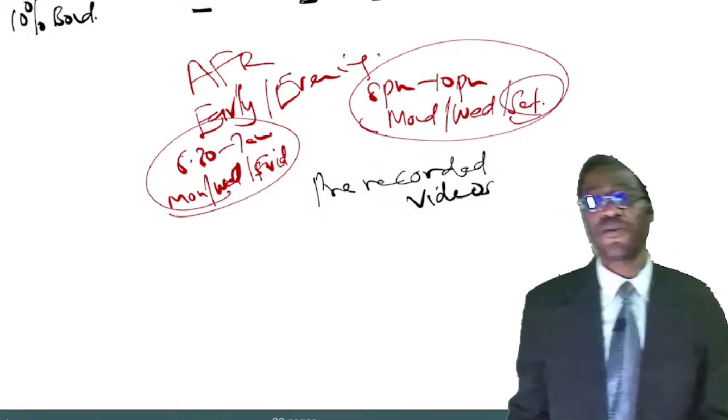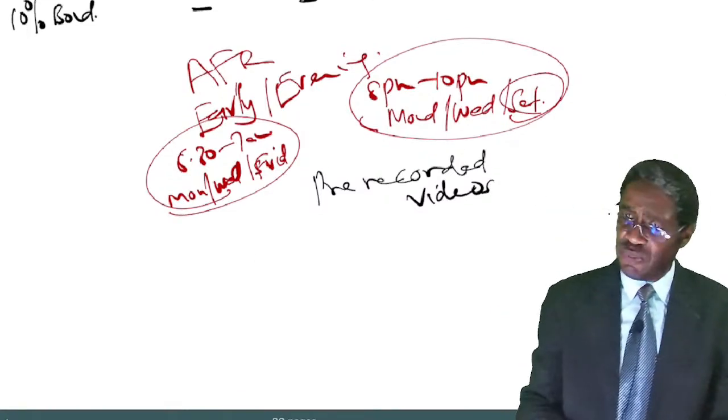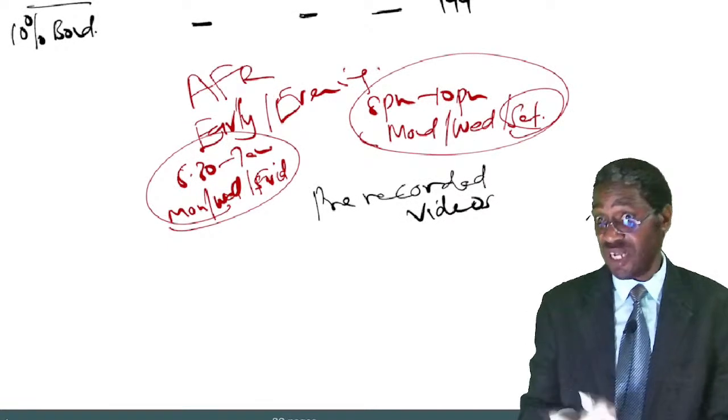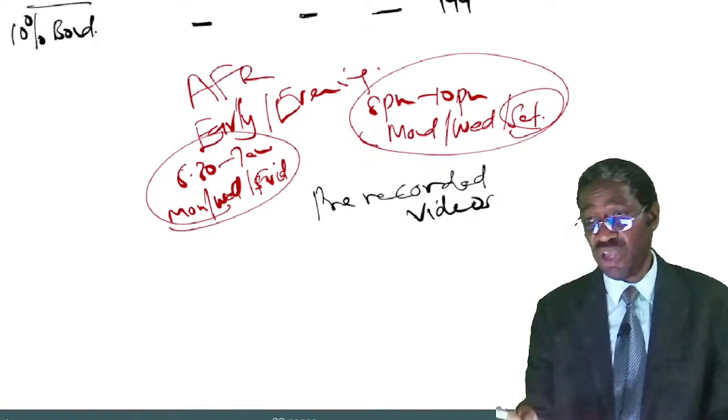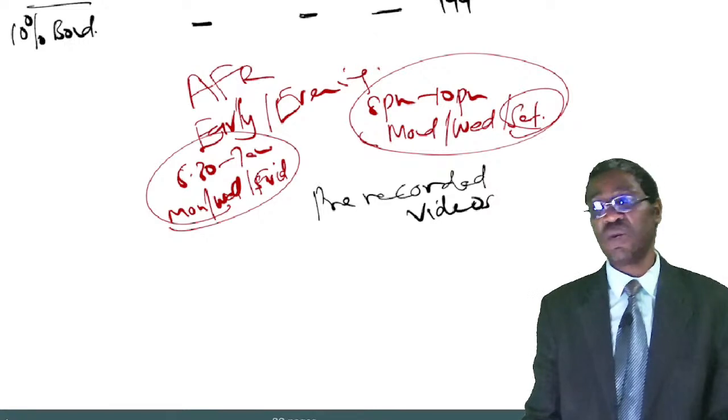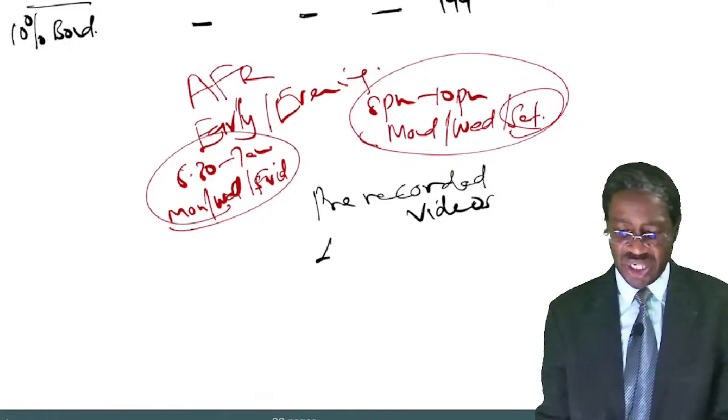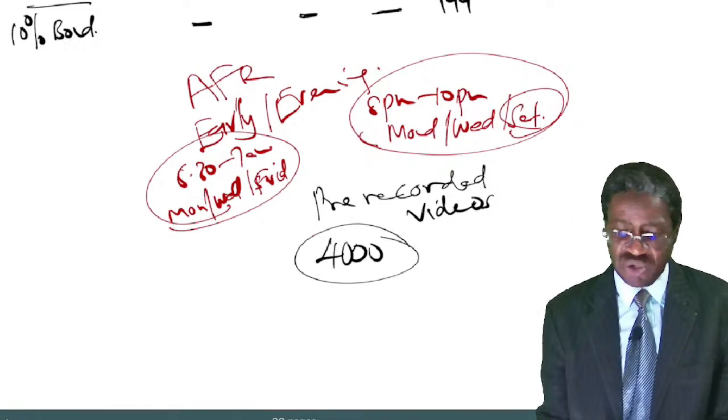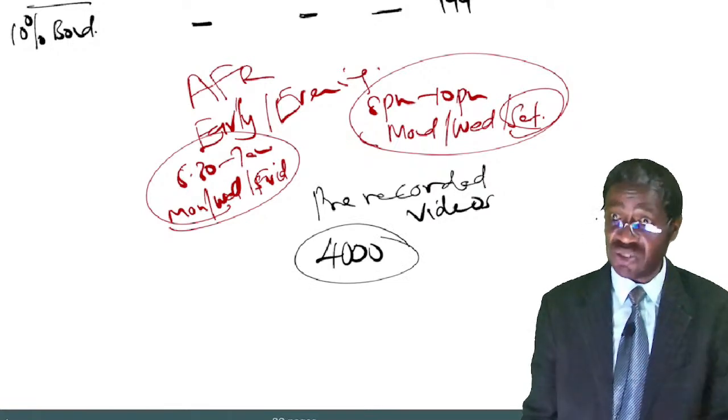Good. Now, so that is the program for advanced financial reporting, either early morning or evening, or you can buy the pre-recorded videos. We are charging 4,000 shillings, but you can also pay in installments.